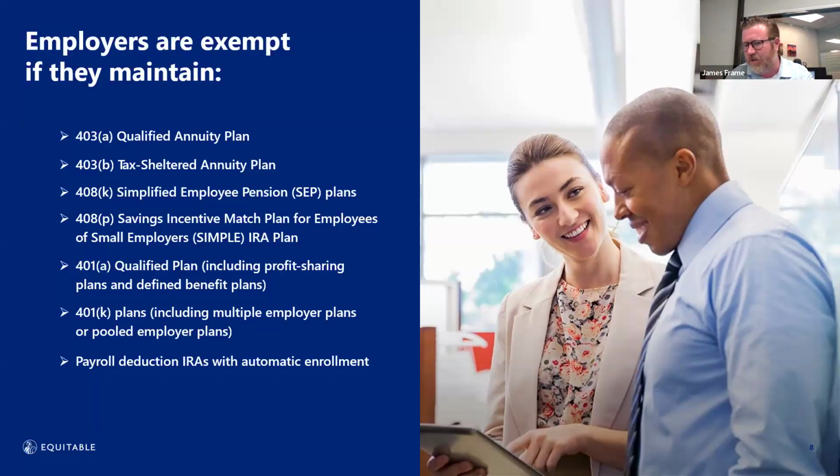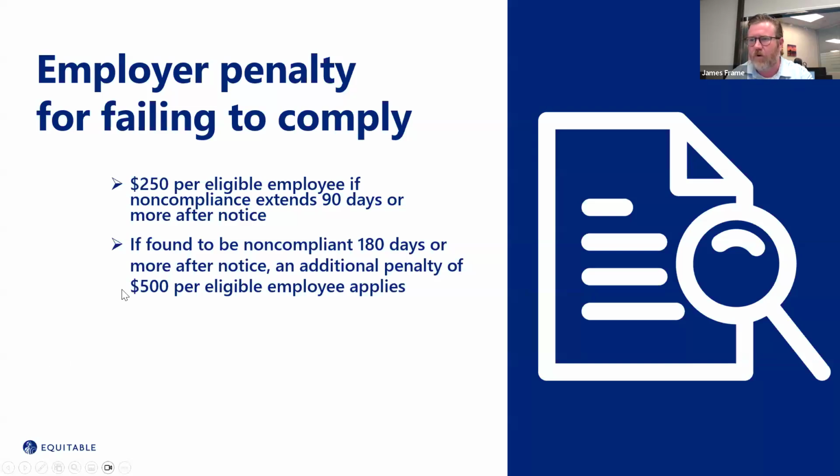All right. So slide 8, let's jump into the juicy stuff, the stuff we all want to know. James, what happens if we do not comply? If you do not comply, it is going to be $250 per eligible employee if non-compliance extends past 90 days or more after the notice. If found to be non-compliant 180 days or more after notice, an additional penalty of $500 per employee will be applicable as well.